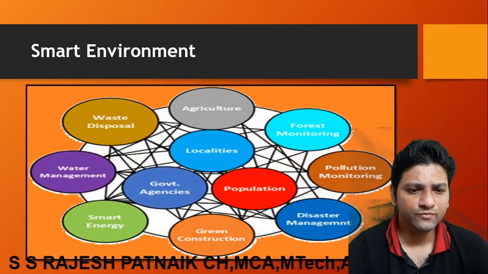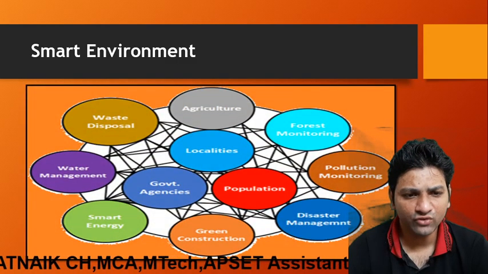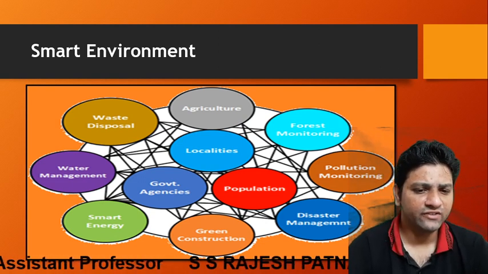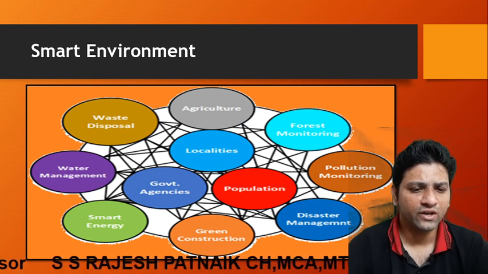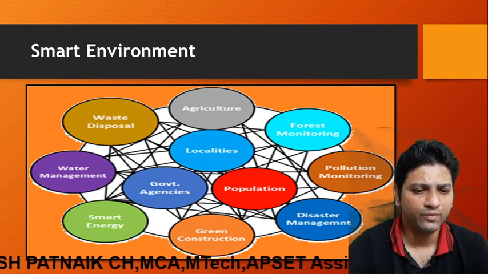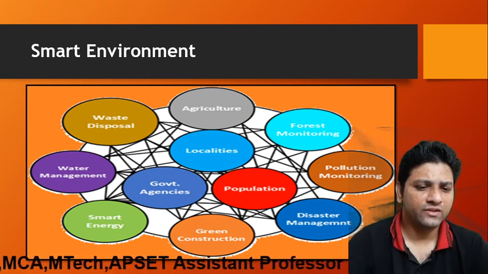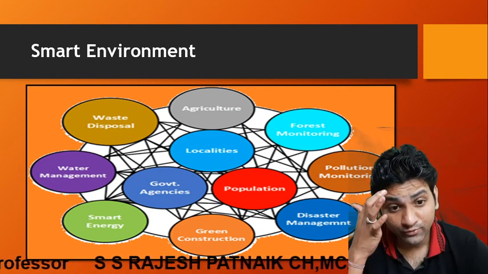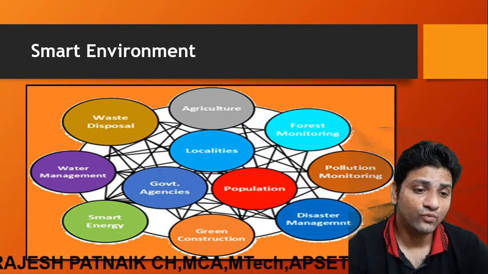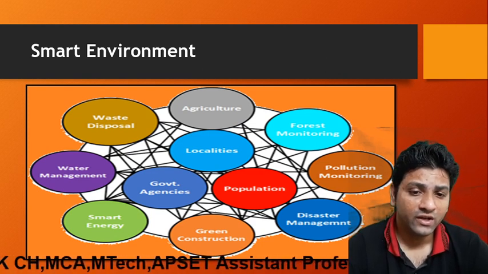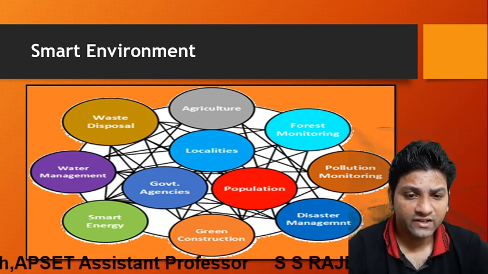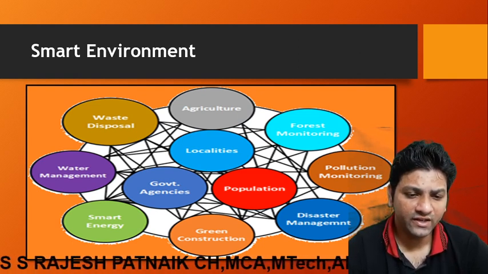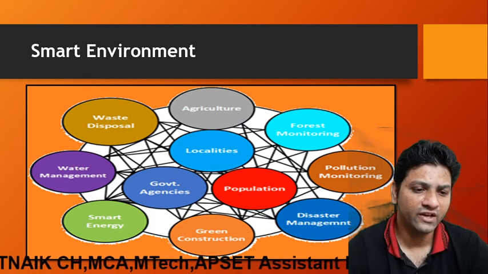Smart environment. So smart environment also consists of various elements, like in the case of localities, we have government agencies and the population. Different government agencies provide various types of software apps, based on water management, waste disposal, agriculture, forest monitoring, population monitoring, disaster management, green construction, smart energy, etc.